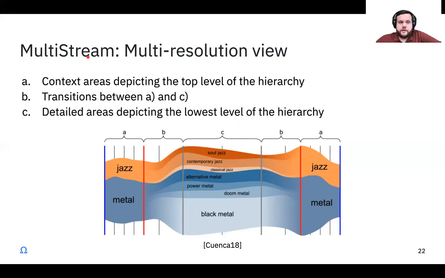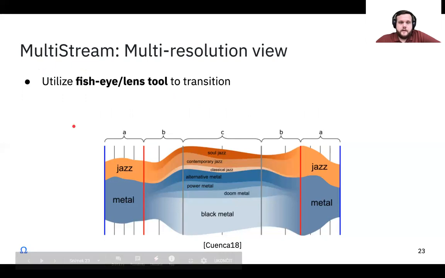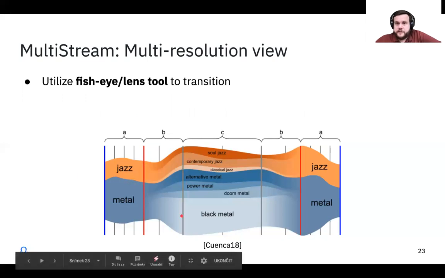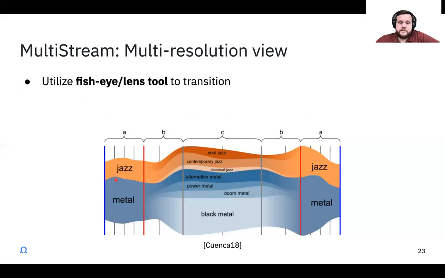So you can do this multi-resolution view. And yes, we're going to be talking about a system called Multistream, which is from 2018. A nice thing you can do here is use a fisheye / lens tool to transition. So instead of having this split at predetermined intervals, because on the x-axis you're going to have your timeline, imagine that this red dot would be a lens. If I go here, then it will create this level overview as I go over time, which is very powerful, an elaborate interaction implementation.